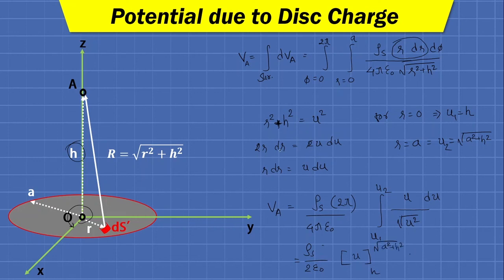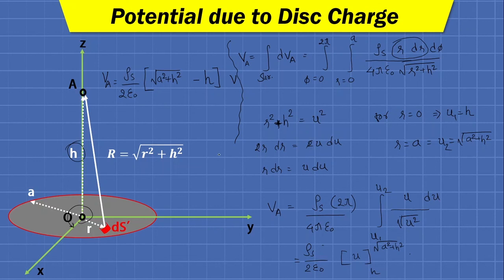So we can write finally VA equals rho s upon 2 epsilon naught into bracket under root a squared plus h squared minus h, volts. Fine. So this is how we can determine the potential at any point due to a charged circular disk. Here also h is the perpendicular distance of that point from the disk.